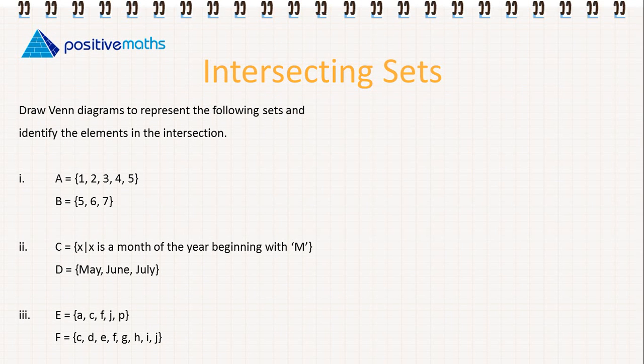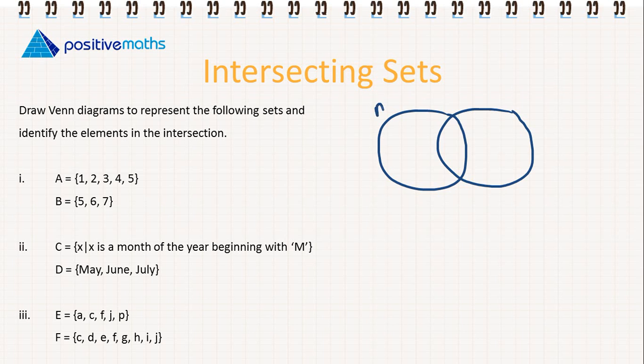Okay, so let's look at some more problems. We need to draw Venn diagrams to represent the following sets and identify the elements in the intersection. First of all, we're given A is a set of elements 1, 2, 3, 4, and 5. B is a set which contains the elements 5, 6, and 7. So the first thing we're going to do is draw our two sets, A and B. Then we're going to identify the element that is in both sets. If we look back, we can see 5 is in both. So we're going to start off by putting that in the middle.